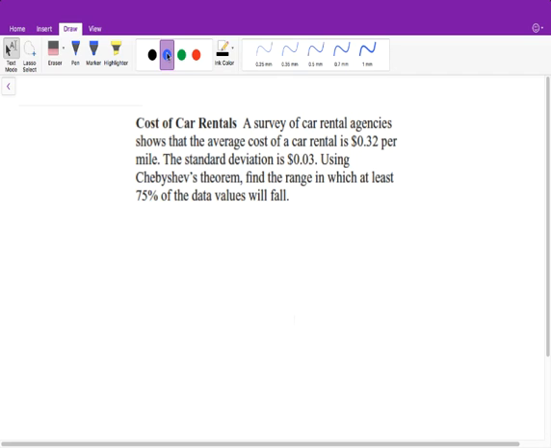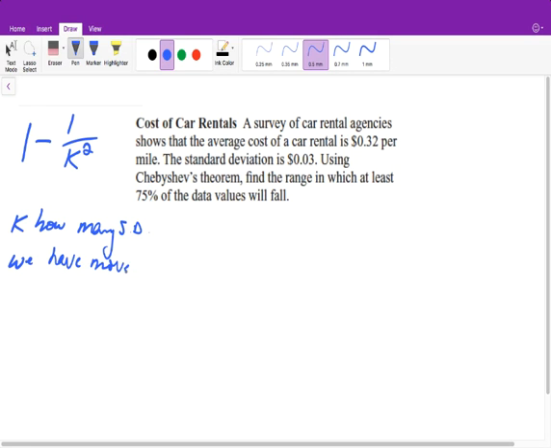All right, so once we have this problem, a survey car rental, and once we see it says Chebyshev, that lets us know that we need to use the formula 1 minus 1 over k squared. And k is how many standard deviations we have moved. And this formula tells us the percent of our data. So when they give us the percent and they ask us to find a range, we need to go ahead and plug it into this formula.